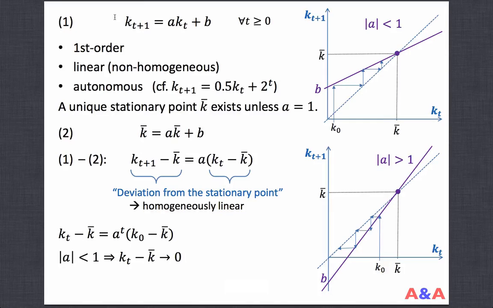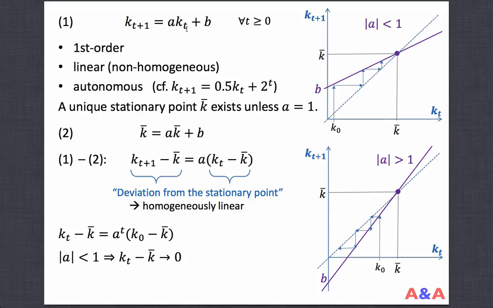The equation says the next state value of k is equal to a constant A times the current value of k, k_t, plus another constant B. This rule applies for all t. This is a first order difference equation because k_{t+1} is determined only by k_t. It doesn't refer to other dates such as k_{t-1} or k_{t-2}. And this is linear. k_{t+1} is a linear function of k_t.